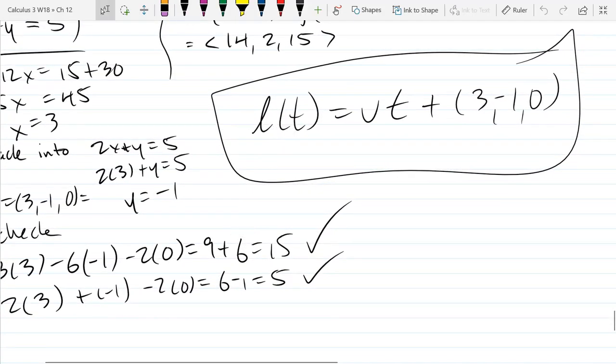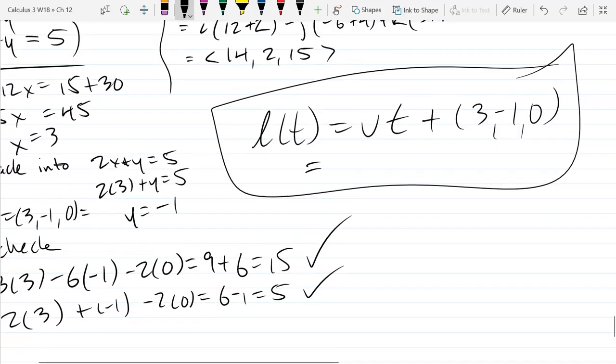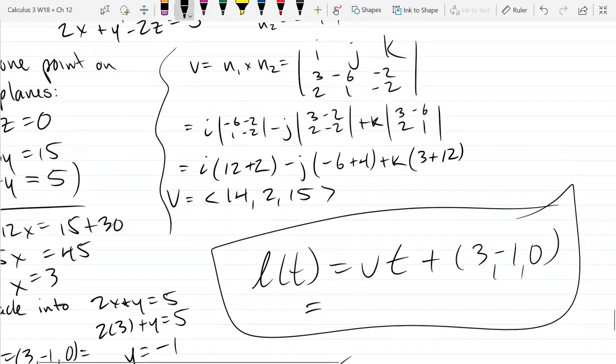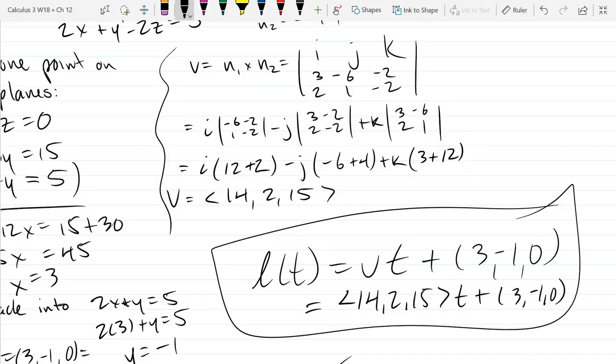Finish last class right here. I would say don't leave it as VT. I knew V, I just didn't have time to write it down. So where's our V? T plus R3, negative 1, 0. So that's how I would leave it right there.